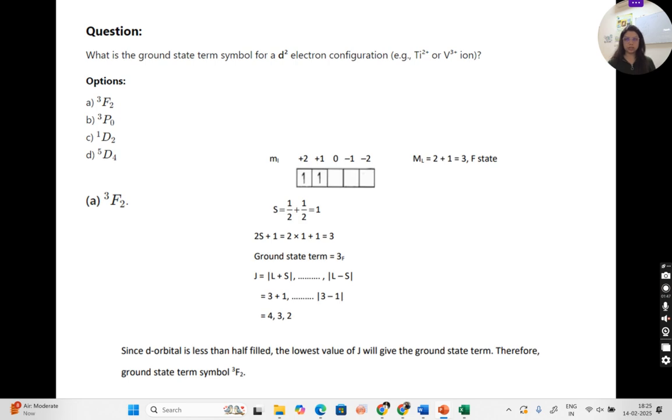Here is the explanation. Whatever we did today: filling of the electrons, then +2 plus 1 for L, and then calculating the state, then going for S, and then spin multiplicity, which is 3, the state term is 3F. For the value of J, from L plus S to L minus S, from 3 plus 1 (4) to 3 minus 1 (2), and in the case of less than half filled, the lowest value of J will give the ground state term. Therefore the ground state term is 3F2. So hope this is clear.